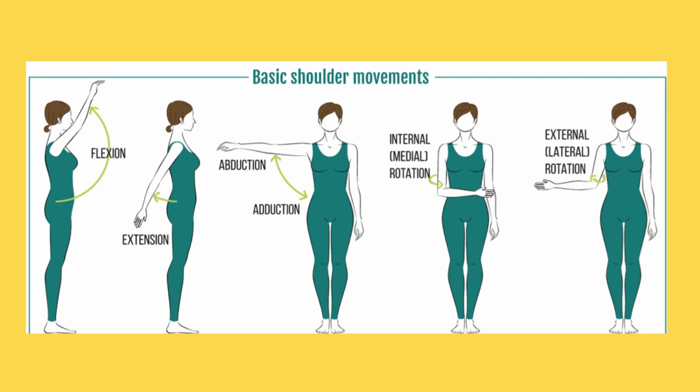There are different shoulder movements. The picture is showing flexion, extension, abduction, adduction, internal rotation, external rotation, and the last one, which is not shown in this picture, is circumduction.